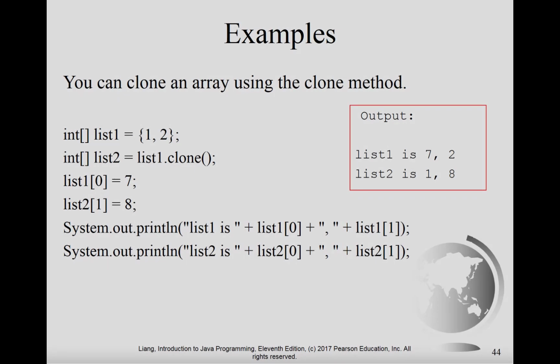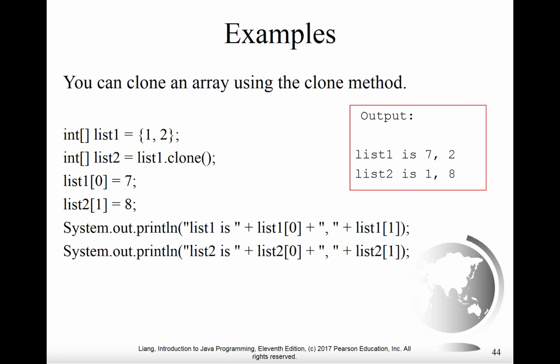In the previous example, we cloned an ArrayList, but you can also clone a regular array using the same clone method. And that's the example that we look at in this slide. So let's go through it. First of all, we declare an array of primitive integers called list1 containing the two primitive integers 1 and 2. In the next line of code, we clone that list by saying list2 equals list1.clone.